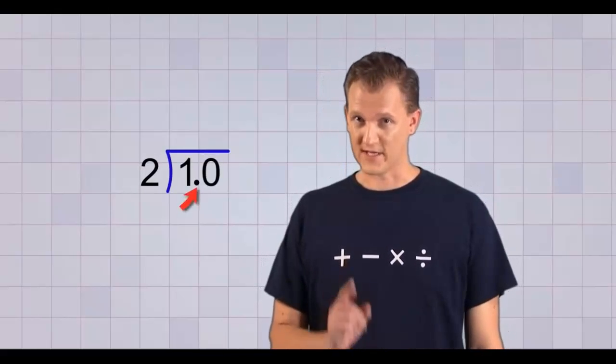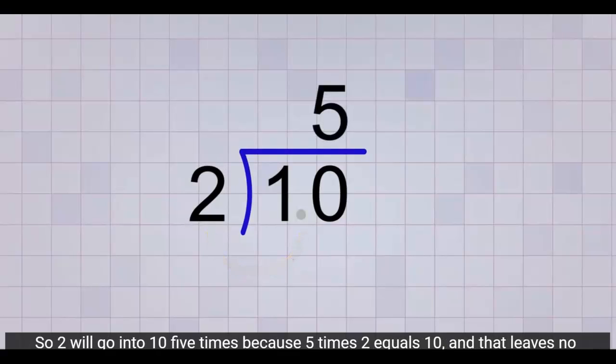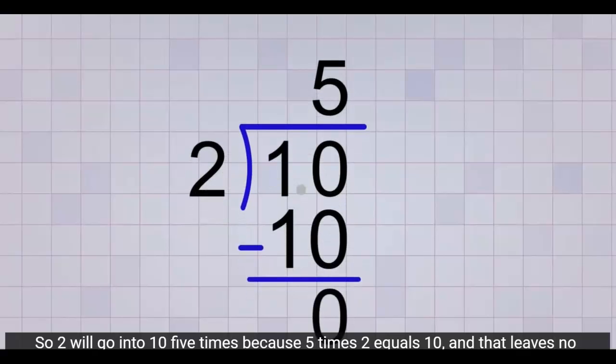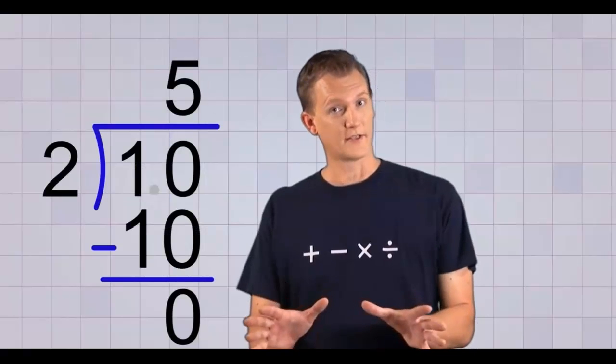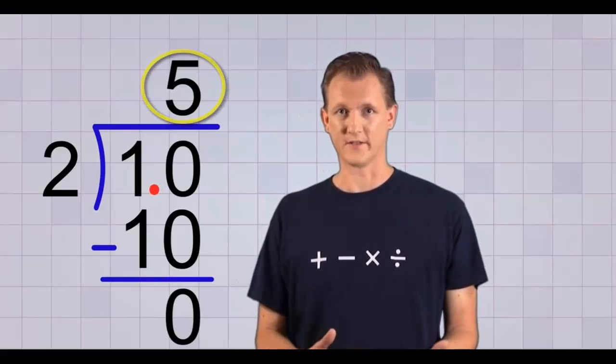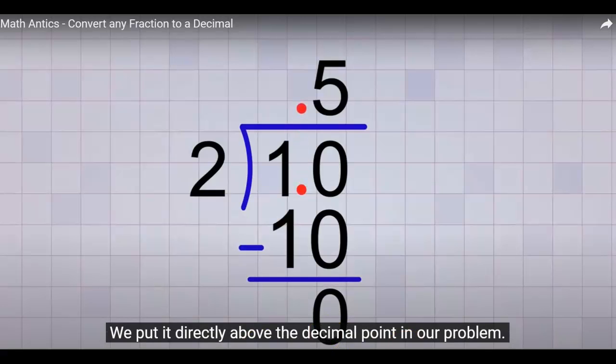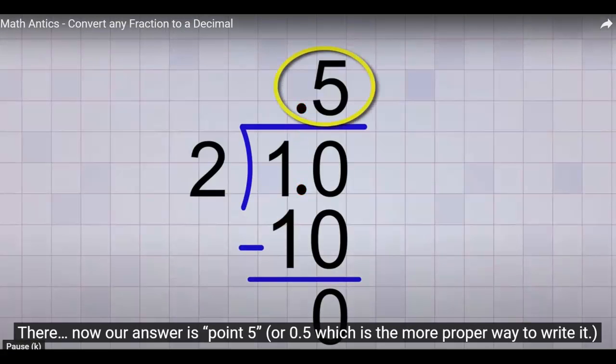The only difference is we have a decimal point. Let's ignore the decimal point for a minute and pretend that our problem really is 10 divided by 2. So 2 will go into 10 5 times, because 5 times 2 equals 10. And that leaves no remainder. So we're done, right? Not so fast. We've got that decimal point to deal with. And we know that 5 can't be the answer because 5 is bigger than 1/2. We just need to include the decimal point in our answer for it to be correct. We put it directly above the decimal point in our problem. There. Now our answer is 0.5.